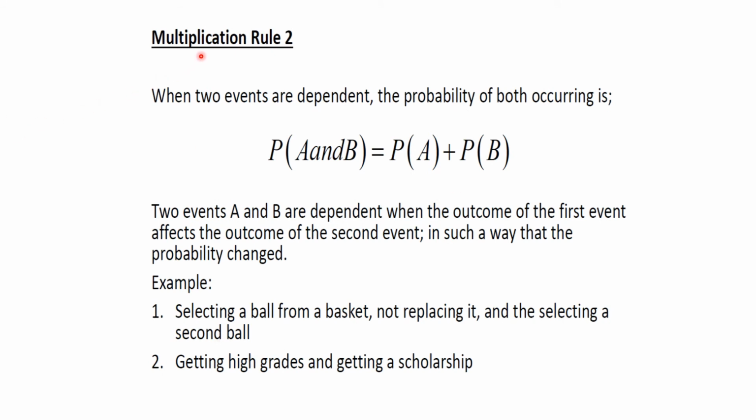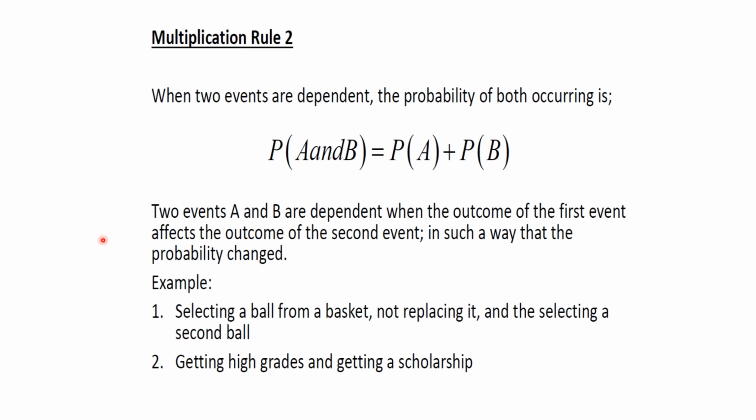Next, I'll introduce multiplication rule 2. When two events are dependent, the probability of both occurring, P(A and B), is calculated differently. So pay attention to whether the events are dependent, independent, or mutually exclusive. These three terms are very important here.